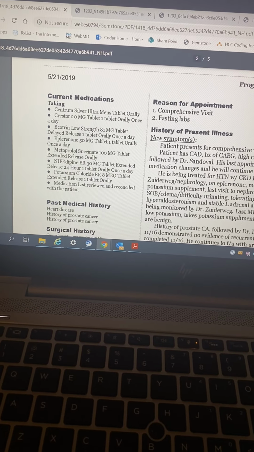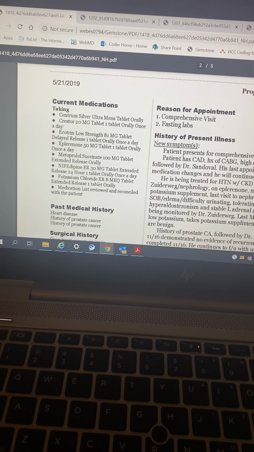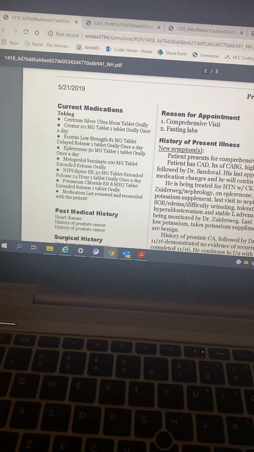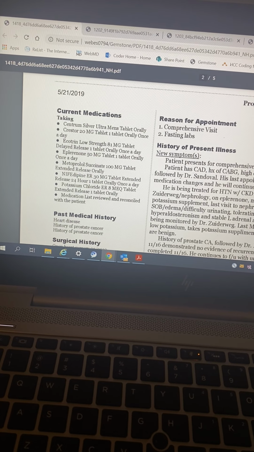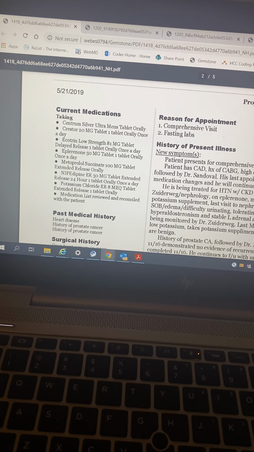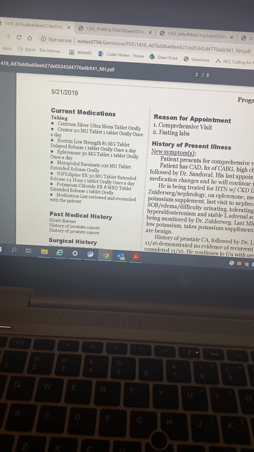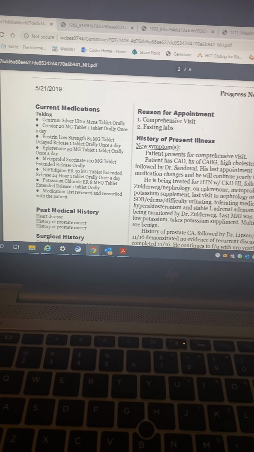When they say history of prostate cancer, 9 times out of 10, or 10 times out of 10 if you're following the guidelines, it means that this person no longer has prostate cancer. History means that you have a personal history of having cancer, but the cancer may have been eradicated or eliminated, whether by chemotherapy, radiation, medications, or things like that.